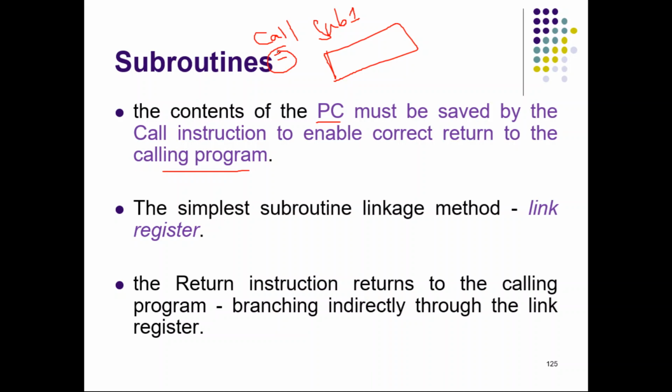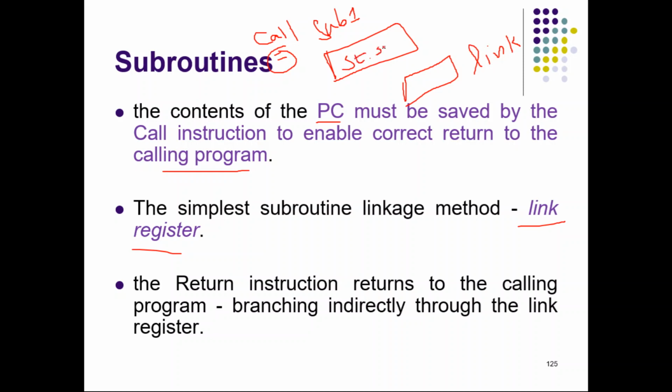So the return address will be pushed into a register. That register is called the link register. The address of the return instruction will be pushed into the link register. So there will be something called the link register, and in this link register the return address will be pushed, and the PC will be updated with the starting address of the subroutine.